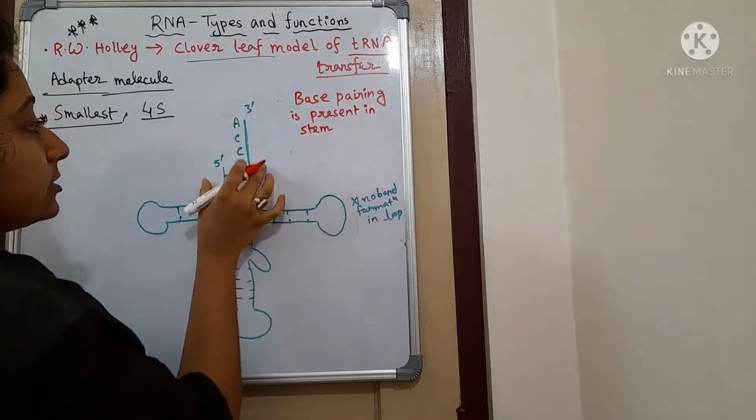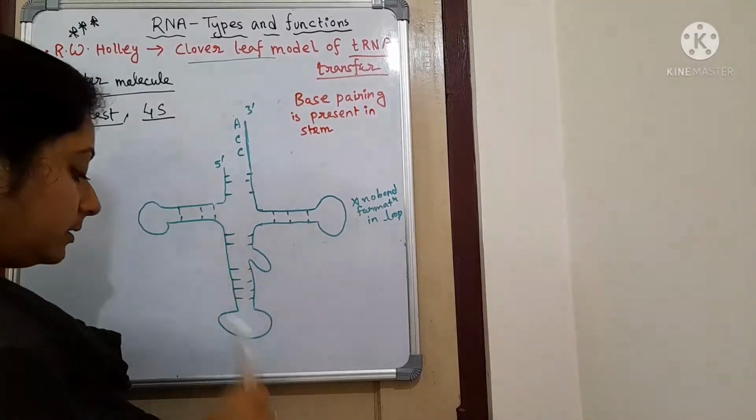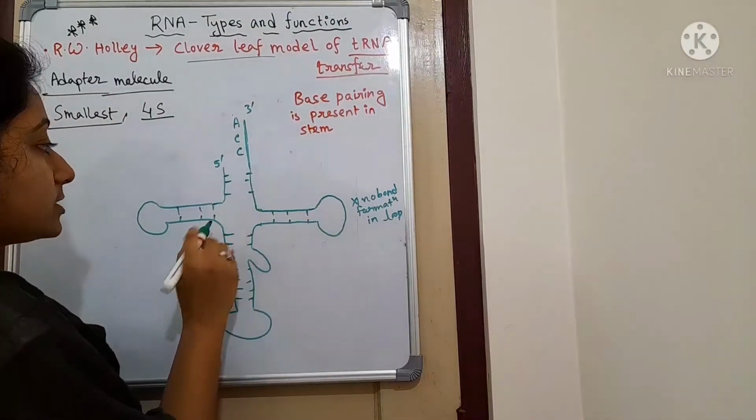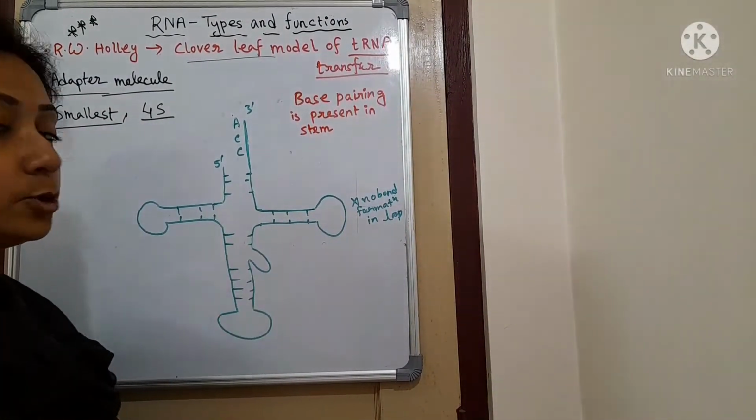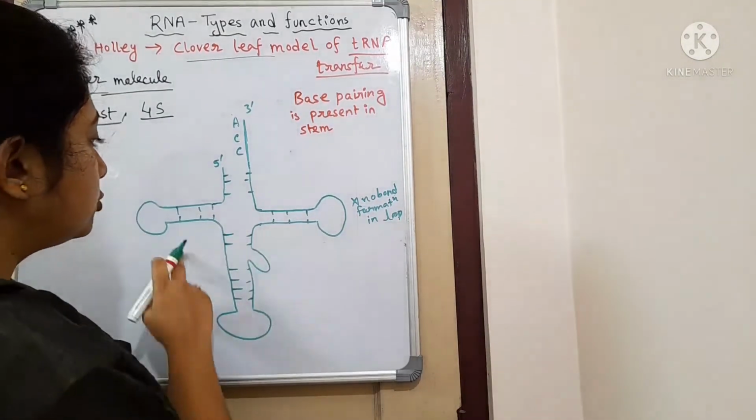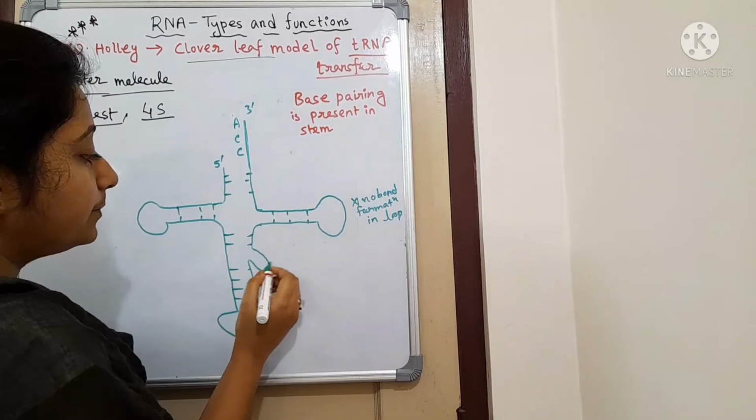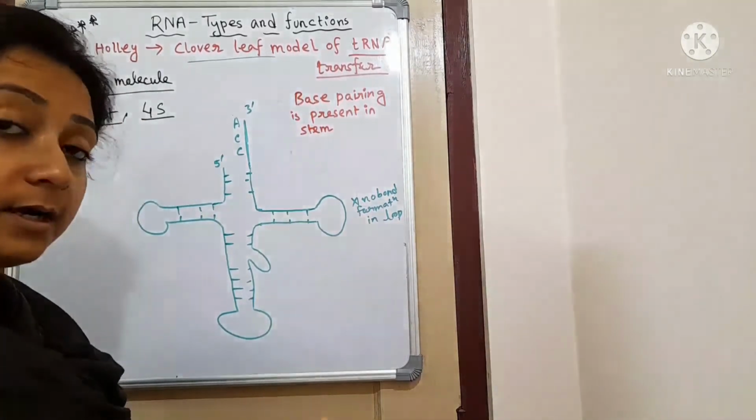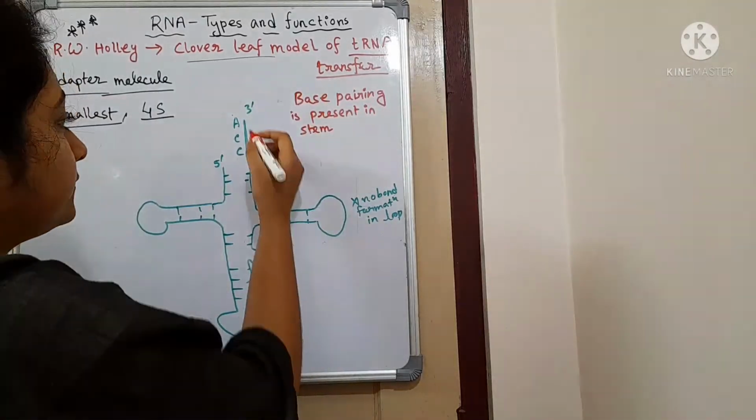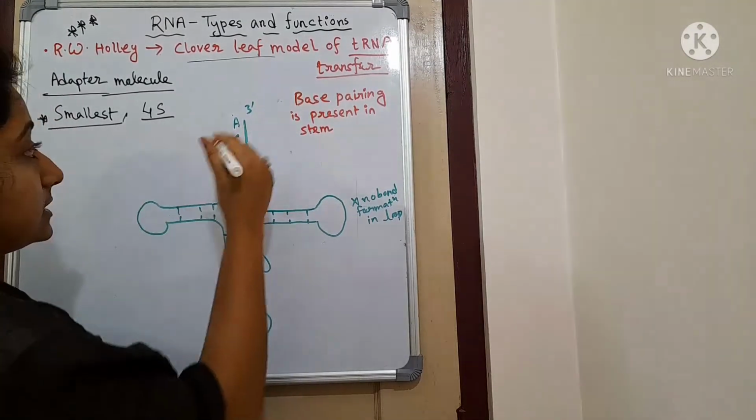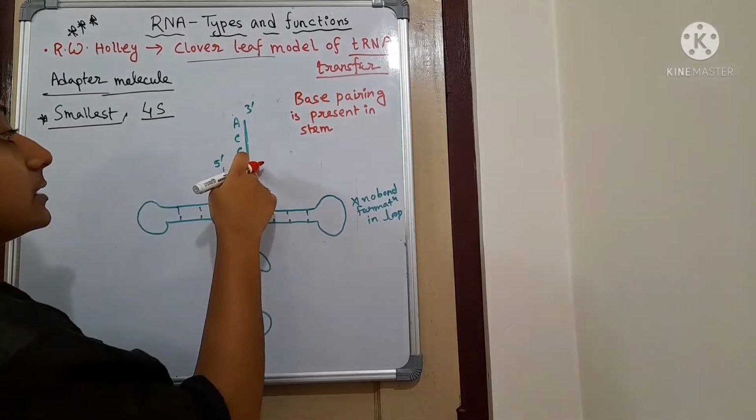Only the stem kind of structure shows base pairing, but in the rest of the loop there will be no base pairing. So we can find 3 loops and 4 stem-like structures over here. And another type of loop is here. This is known as the variable loop. There are different names for the different loops. Firstly, let me tell you about this one.